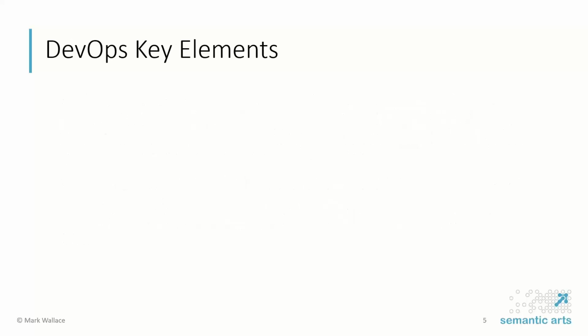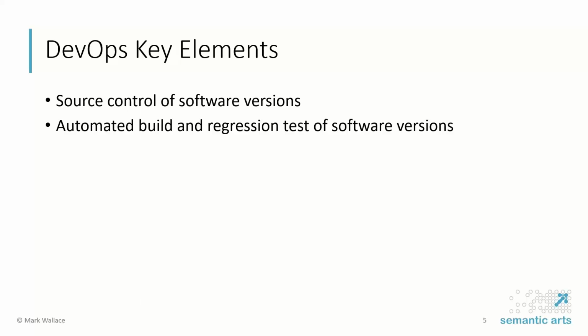And then, so what are the key elements that kind of help achieve that goal? Well, there's source control of software versions, very important. Many of us are exposed to things like GitLab, GitHub, Bitbucket, things like that. So we need to source control the software versions. Can't have them just sitting on some dev's computer.